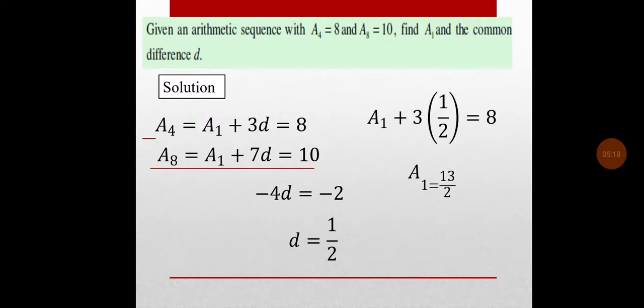So this is the last example. You can practice more exercises on it in this manner.